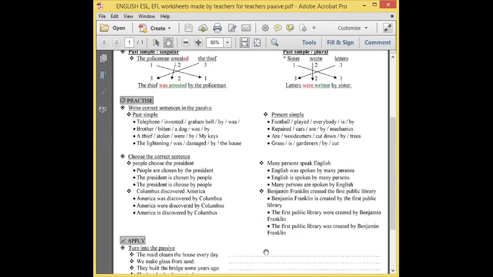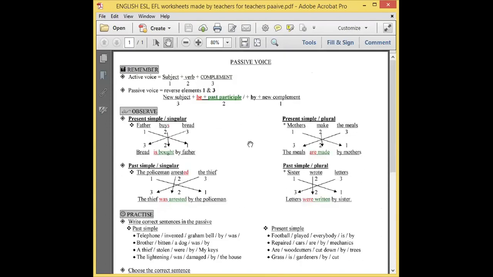And I will send you this worksheet. I want you to correct the sentences in this exercise, right? And I will send you the assignment. Unfortunately, we are running out of time. So I will give you some sentences. You should change them from the active to the passive voice.